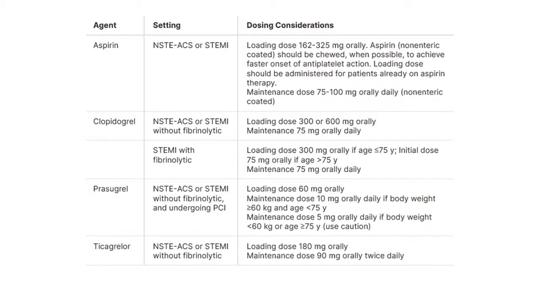So keep in mind when you are loading every patient with ACS with 300 plus 80, that you need to consider the patient's age also as a factor. It's already written here also, for prasugrel and ticagrelor also. If the age is more than 75 years or the weight is less than 60 kg, then you have to reduce the dose. So more than 75, reduce the dose.